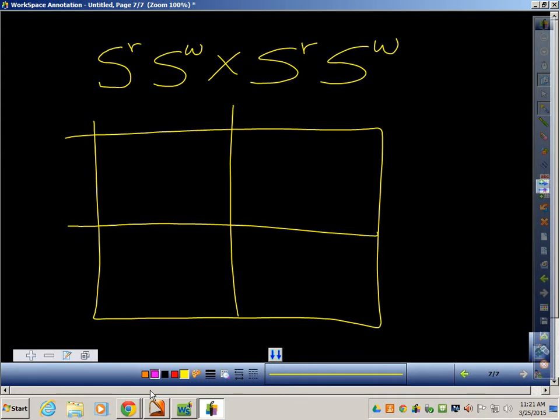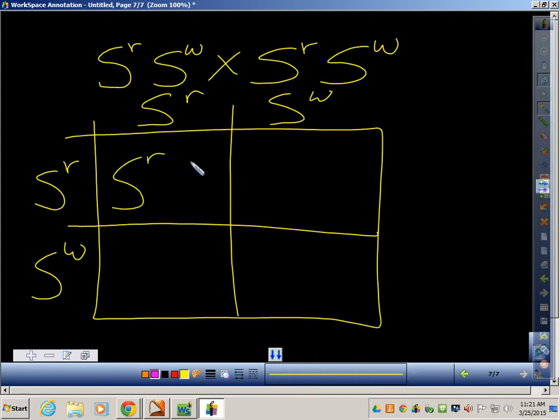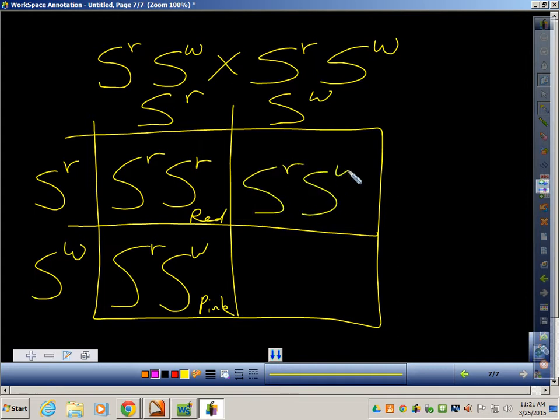So in this example, you do need all four squares. The first parent, 25-50-25 for the phenotype and genotype. We'll show you why. This parent can give an R or a W. This parent can give an R or a W. And when they come together, this one's going to be red, right? This one's going to be pink. And this bottom one will be white.